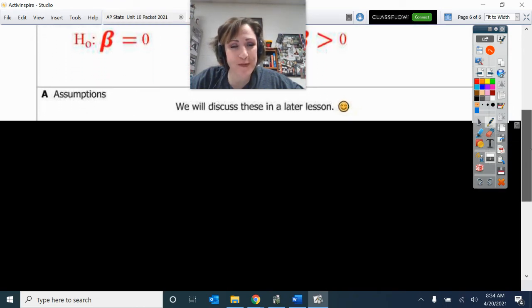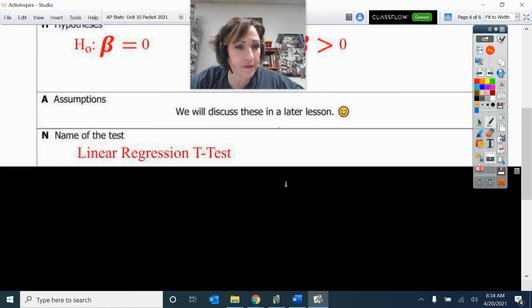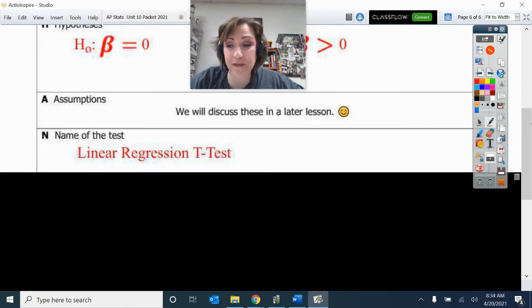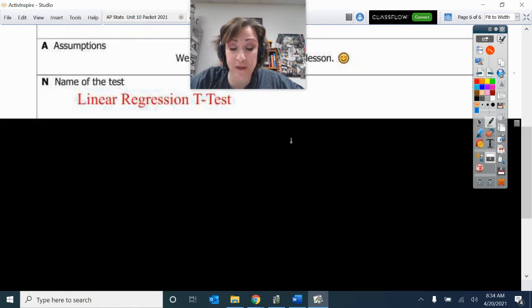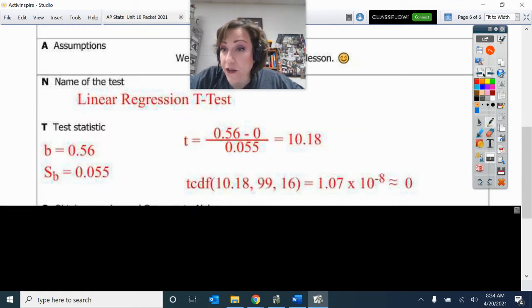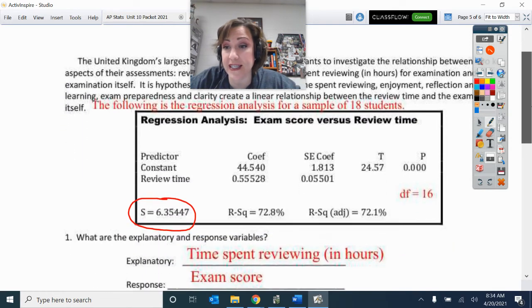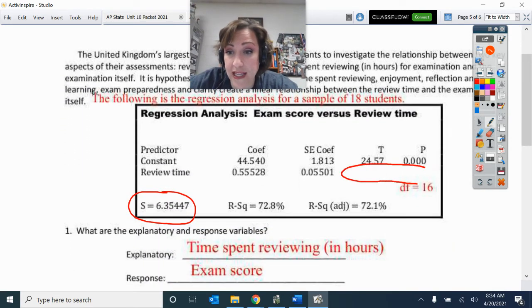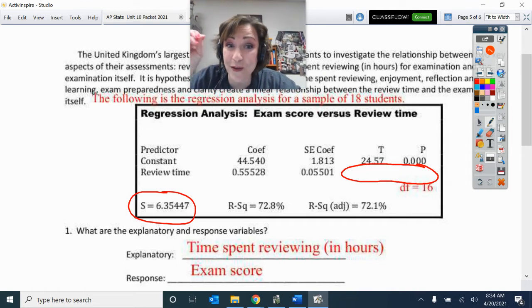Assumptions we will do later, so we get to skip those. Linear regression t-test. Now, if you notice over here, the t-score and the p-value are missing. In a real computer printout, those are there. But I made those missing on purpose because it's a common thing for College Board to leave those blank so they can see if you can get those on your own. So I left those blank so we can practice that.